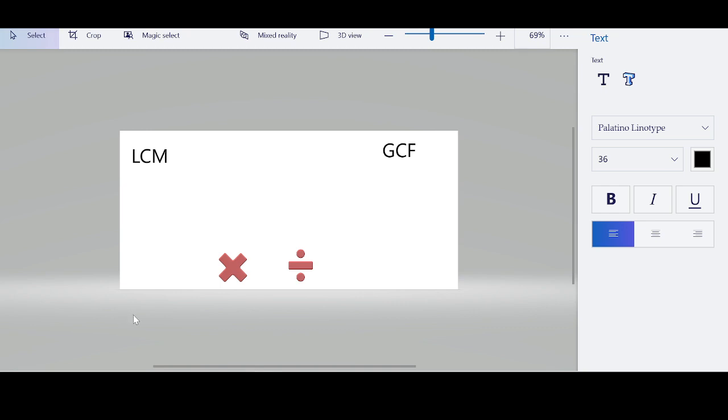Okay, we're going to look at the least common multiples and GCFs. Least common multiples, the M, just think of where you got to know your multiplication tables. So we're going to use multiplication tables for that.